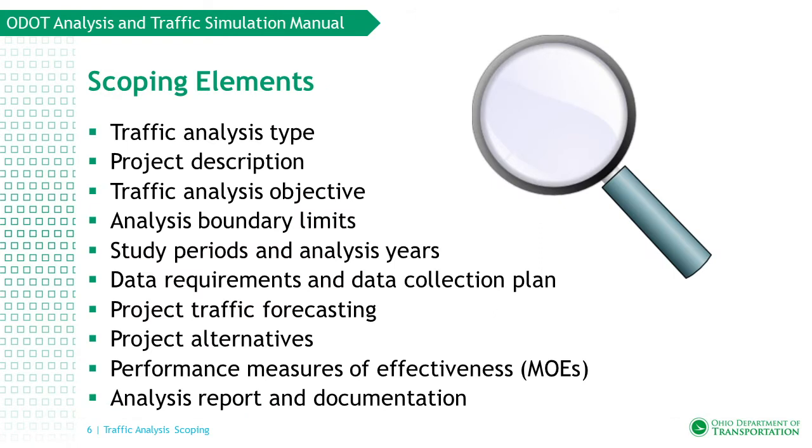There are a number of elements that should be included in the scope and scoping document. Each of these items will be discussed in more detail in this module. Furthermore, many of these elements have dedicated chapters in the OATS manual that include specific details that can be used for reference when performing the analysis.